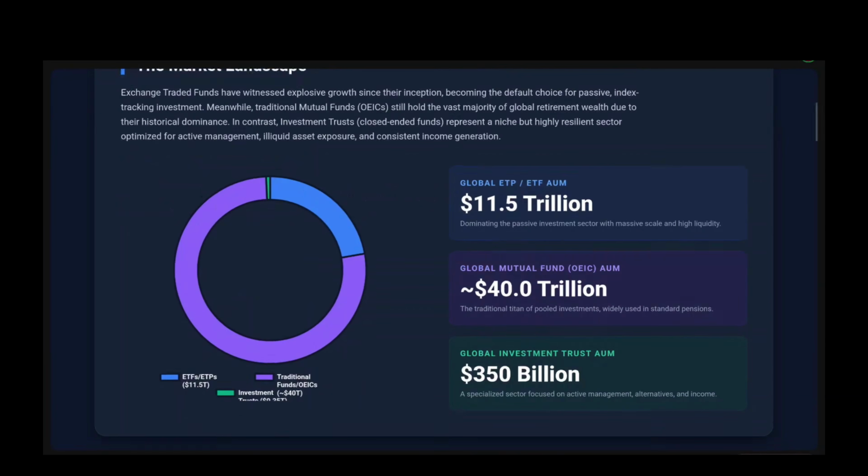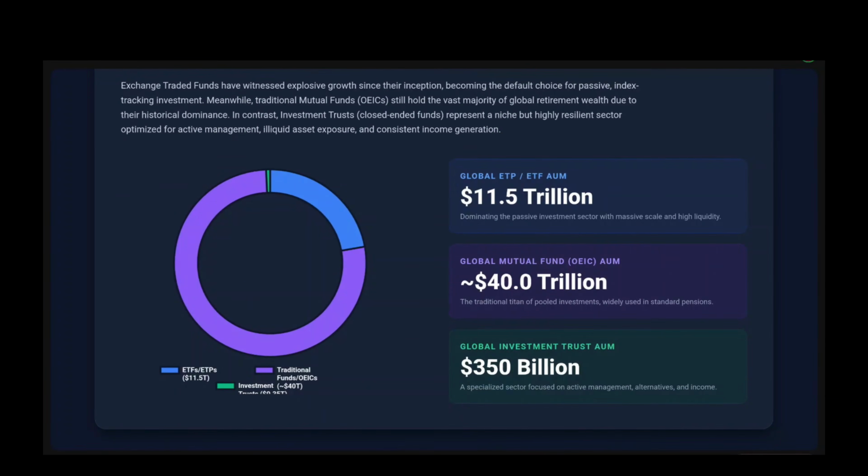If we look at it from a market size perspective, global ETPs or ETFs are 11.5 trillion. So they dominate the passive investment sector with massive scale and high liquidity. We then have the global mutual funds. OEIC AUM is around 40 trillion. So the traditional titan of pooled investments, widely used in standard pensions. And then we have global investment trusts at around $350 billion, a specialized sector focused on active management, alternatives, and income. And we can see how big that gap is between trusts and ETPs.